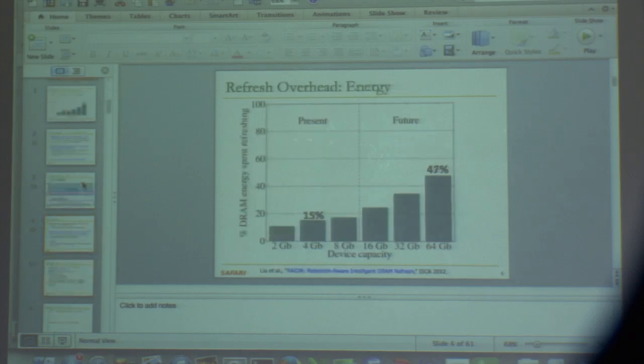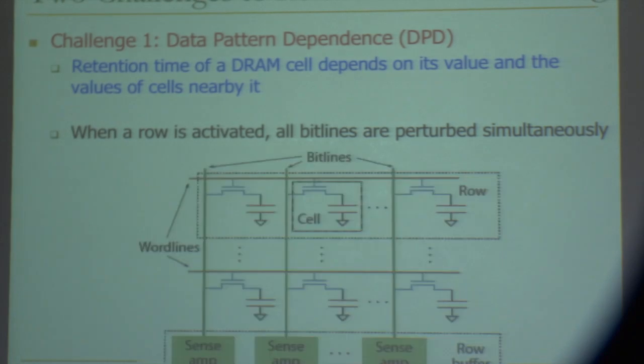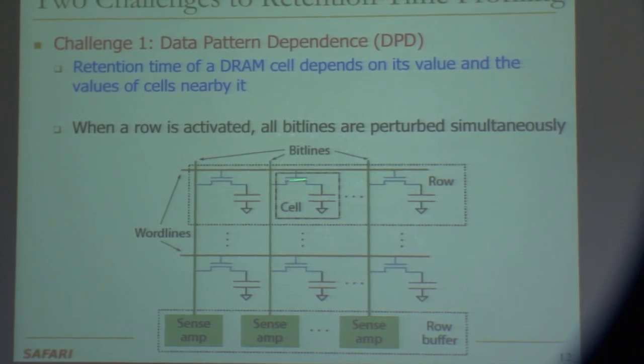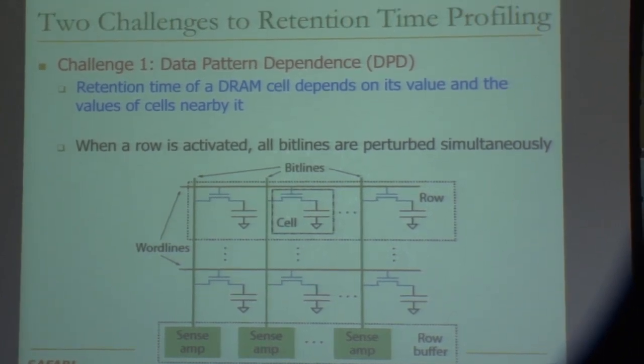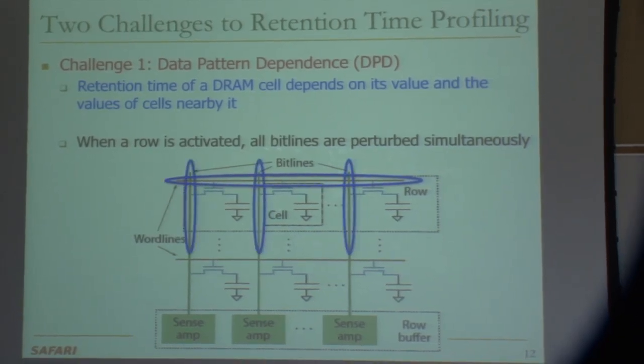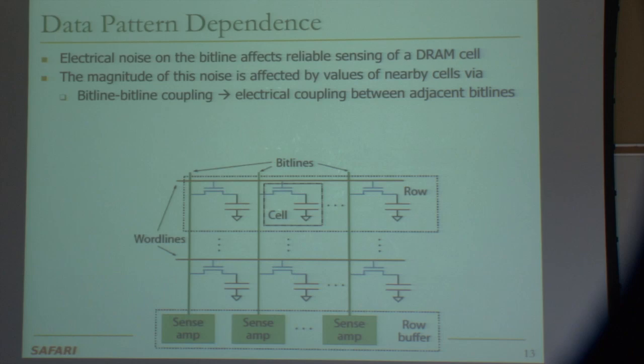Basically, if you look at DRAM, it looks like this, right? When you activate a row, you perturb all of these bit lines simultaneously, right? And what happens is these bit lines interfere with each other. There's interference between the word line and the bit lines, and between the bit lines themselves, because there's crosstalk, because you have perturbance in all of the bit lines at the same time.